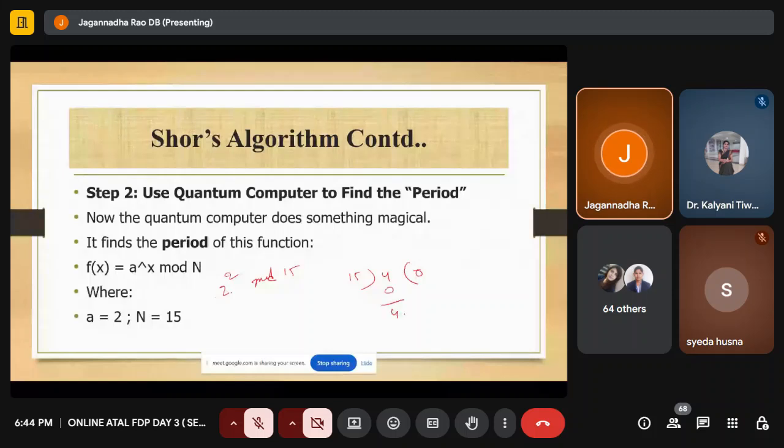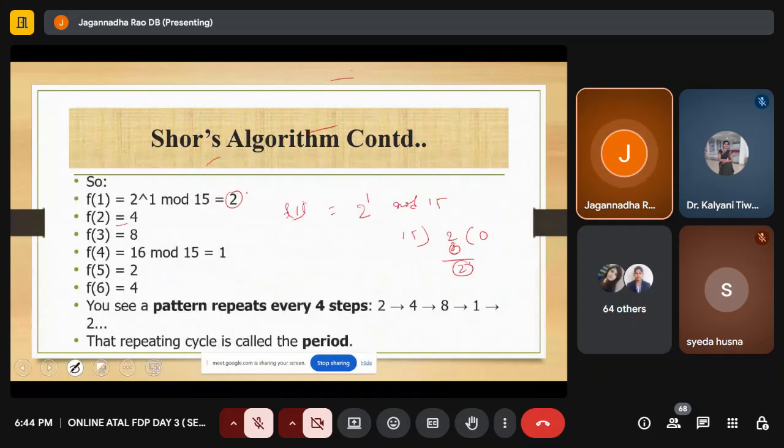Next go to a power x, where I am taking x as 3. So 2 power 3 mod 15. 2 power 3 is 8, so 8 is the remainder. If I go to 2 power 4, x value is 4. Then what happened? 2 power 4 is 16. 16 mod 15, divisible once, and the remainder is 1. So going like this, so on. For 4, the value is 1.